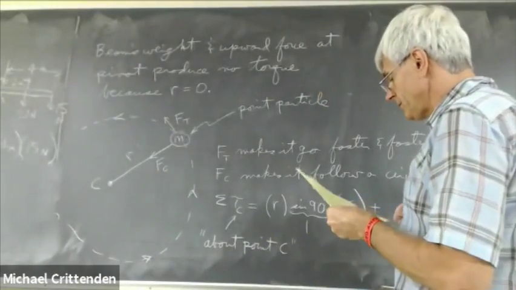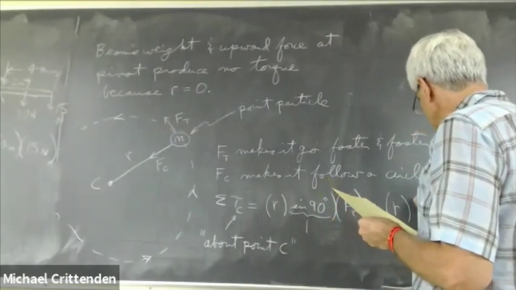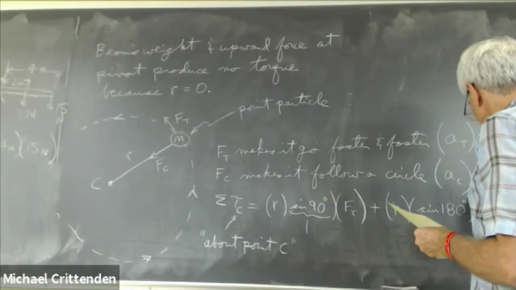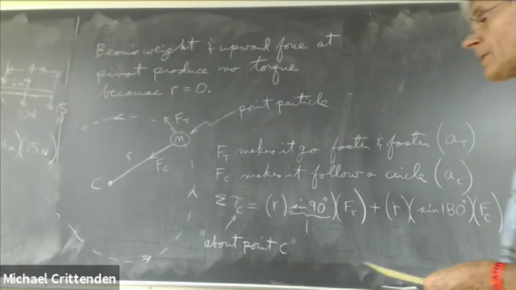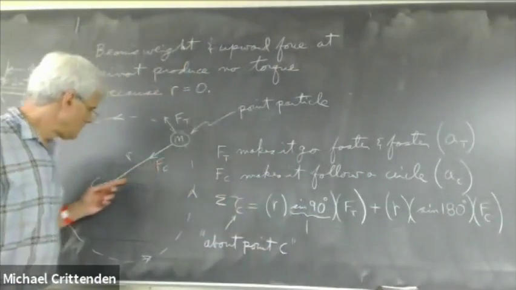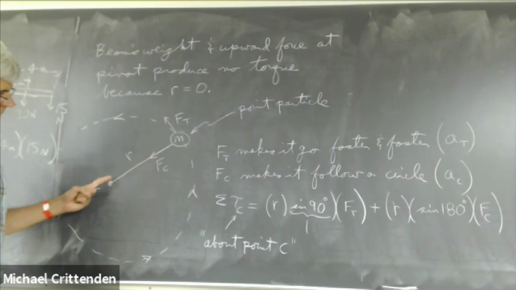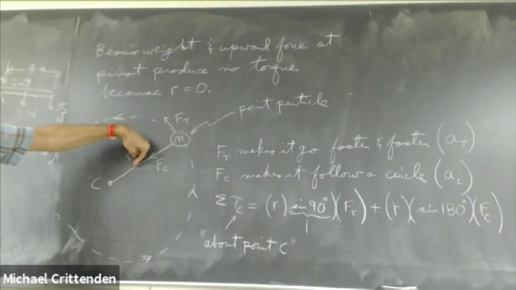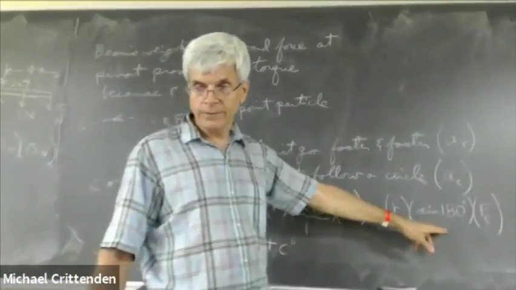And then there's the centripetal force. If you think of a radius vector, it points from the origin to the particle. So the R vector points outward like that. The force vector points right along it the other way. If you stick the two of them together, they'd make a 180-degree angle.